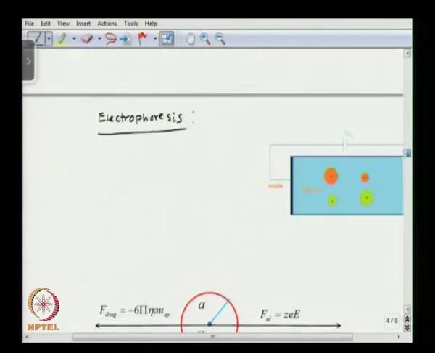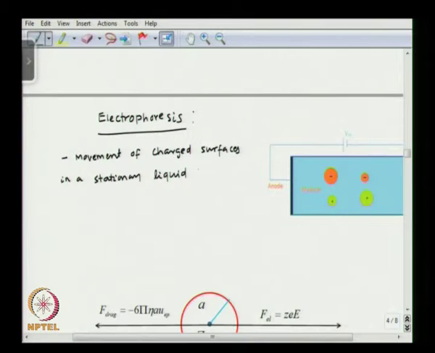So, we can define electrophoresis as the movement of charged surfaces in a stationary liquid or relative to a stationary liquid due to applied electric field.